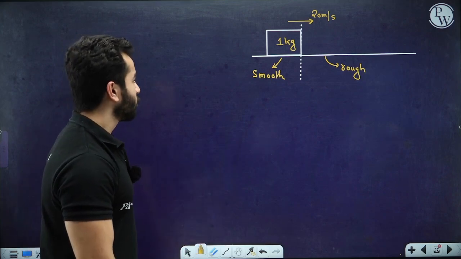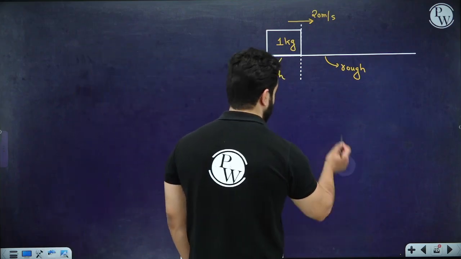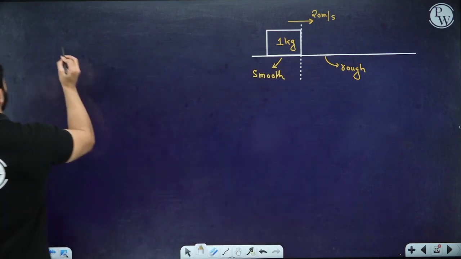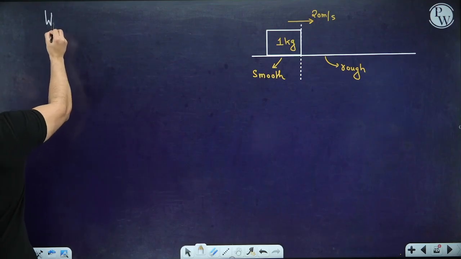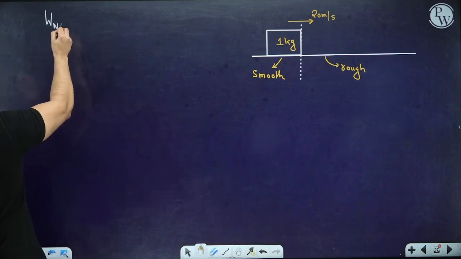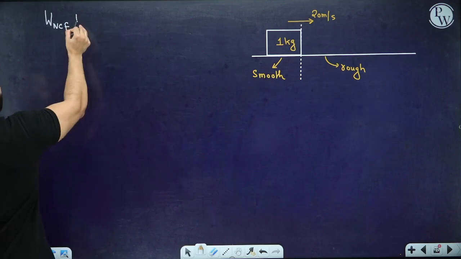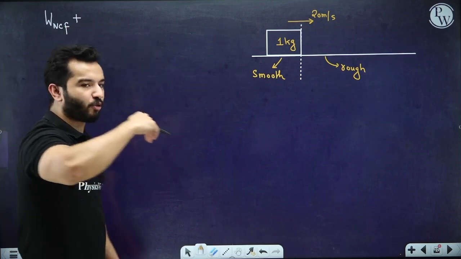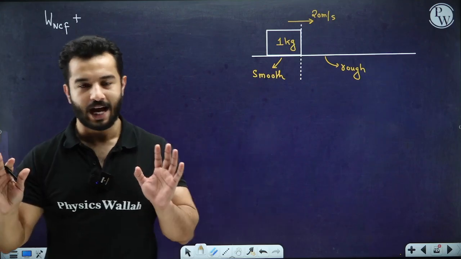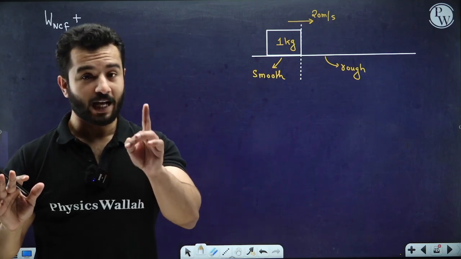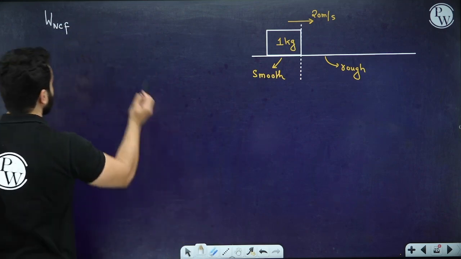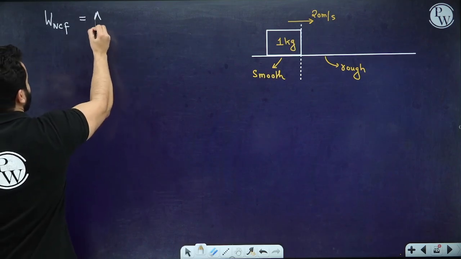So we are going to use the work energy theorem, which should theoretically be written as: work done by conservative force, we don't have a conservative force over here. Work done by non-conservative force, well, we do have a non-conservative force. Plus work done by external force, we don't have an external force over here. Work done by pseudo force, we don't have anything. We only have the non-conservative force. That's it. Equals change in kinetic energy.